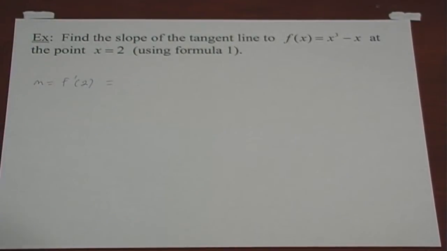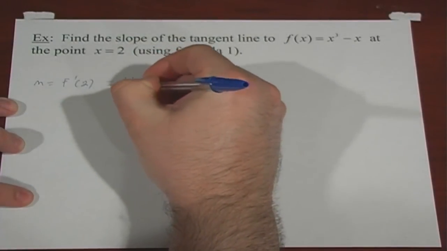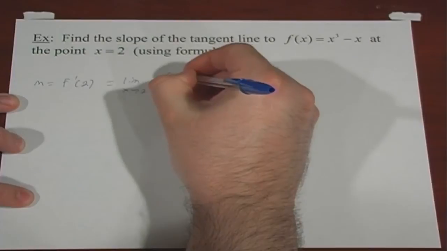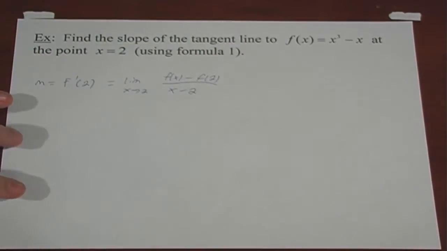So we get the limit as x goes to 2 of f of x minus f of 2 over x minus 2. Now it just comes down to finding this limit. If we find this limit, remember, a limit is a number. As soon as I find this limit, I've found the slope at that point.